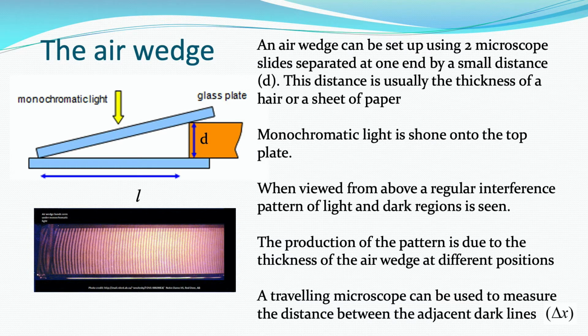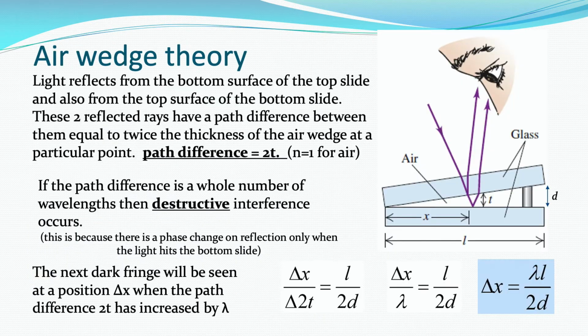And there's a photograph as well of an interference pattern that's been taken through a travelling microscope. It's a regular pattern of light and dark fringes. As the thickness of the air wedge increases, the path difference between the two rays increases, and at various positions along the length of the slide, the two rays will recombine constructively in phase or destructively when they're out of phase. And that travelling microscope can be used to measure the distance between those adjacent fringes.